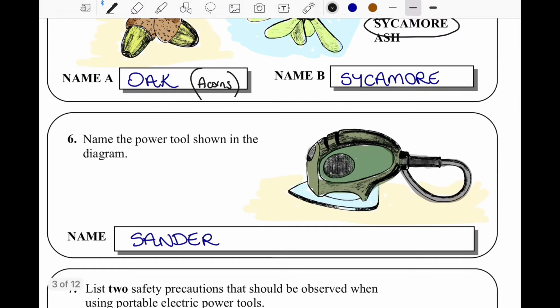Name the power tool shown in the diagram. That's the sander, or some of you might have written it's a mouse sander because of the shape. It's more of a DIY tool than anything. We wouldn't have that kind of sander in the woodwork room. We'd have bigger ones.